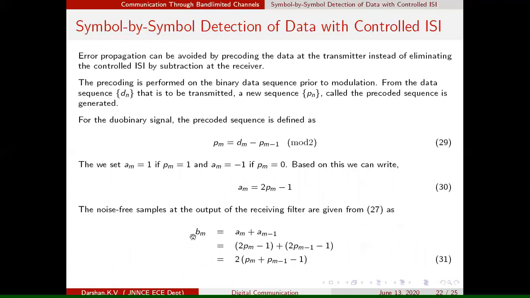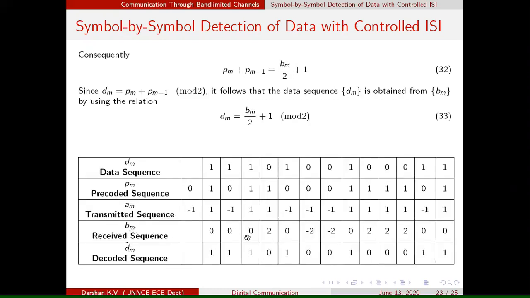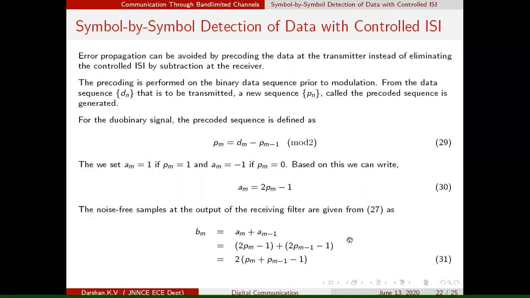So now what have we received? BM is equal to AM plus AM minus 1. We have directly written this equation. How did I write this, AM plus AM minus 1? BM is the received data. Noise-free samples, we are neglecting the noise, at the output of the receiving filter is given by, at any instant of time, what are you getting? AM plus the previous symbol. This is because of the controlled ISI that we have introduced.